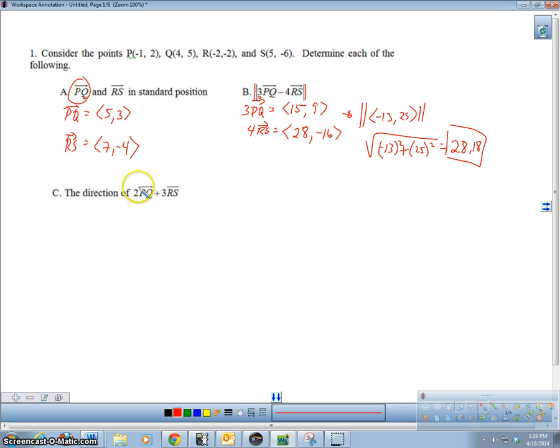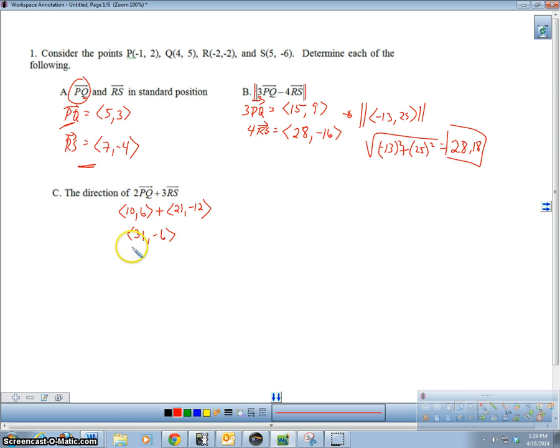Next, find the direction of this. Again we multiply PQ by 2 and RS by 3 and then find the direction. First I'm going to do the multiplication. When I multiply this, I get 10 6. And I multiply RS here, and I get 21 negative 12. All I'm doing is using the ones that I had from part A. And I'm going to add those two together and get 31 negative 6.